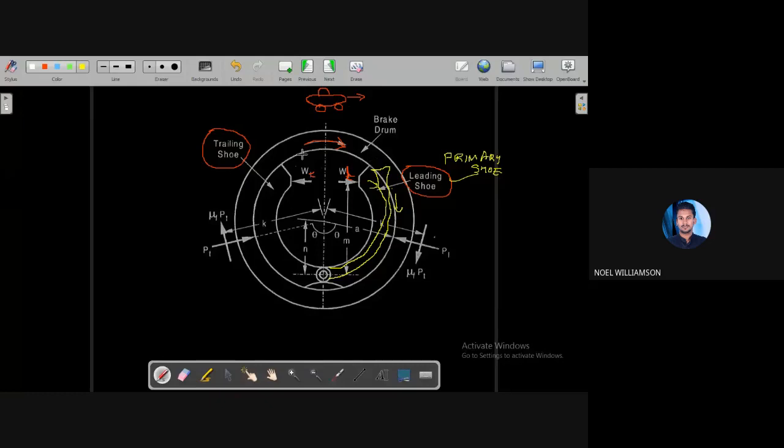Next, in this case, we can see this will be deflected in this portion like this. So what happens is it may move in this particular direction. So this will be in the opposite direction of that of the brake drum. That particular brake shoe is termed as secondary shoe, or it may also be called a trailing shoe. So these are the two types of shoes.